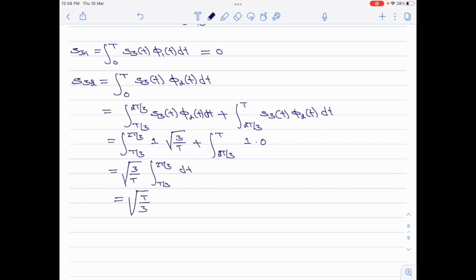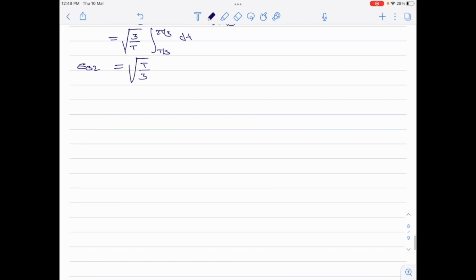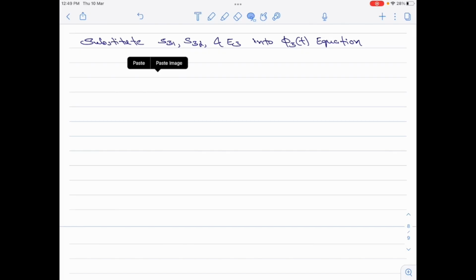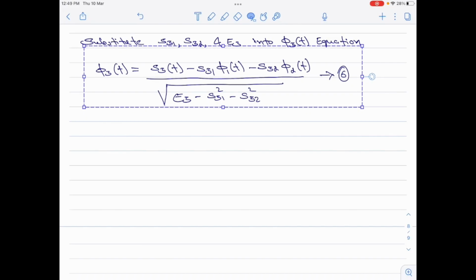Right. So, we have now found S31, S32 as well as E3, and let us now substitute all of them back into the equation for phi 3 of t. I am going to rewrite equation 6 here for convenience. This is going to help us in analyzing the values of phi 3 of t. Just like how we have analyzed phi 2 of t over different time intervals, phi 3 of t should also be analyzed at different time intervals. Let us start with that part here.